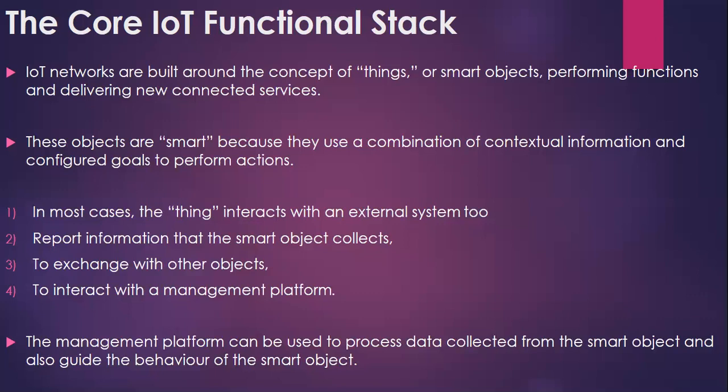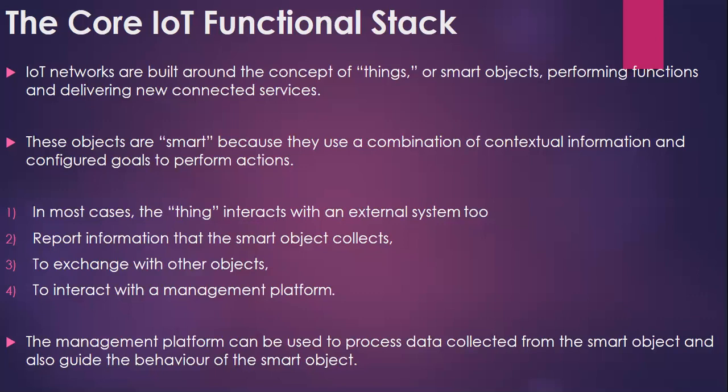For all the actions we are performing using this layer, we'll see that in most cases, the things interact with an external system too. What is the external system? The environment, exactly. It will be interacting based on the action. The second job is to report the information that the smart objects collect. Whatever these things are sensing should be reported back to the application layer.